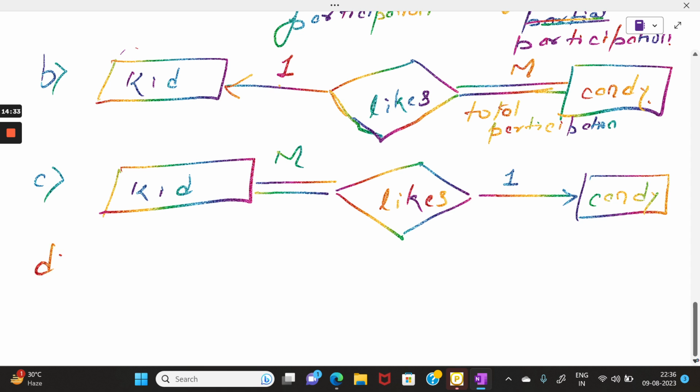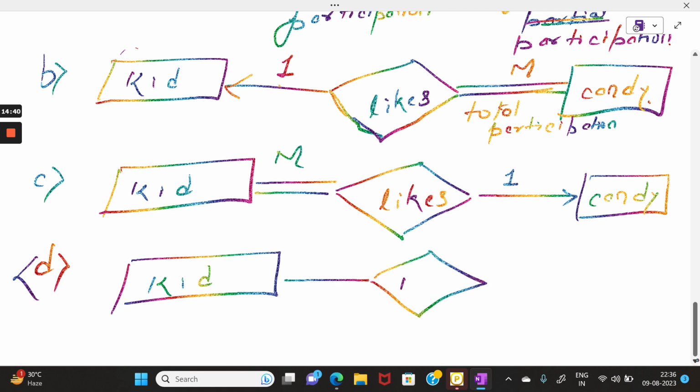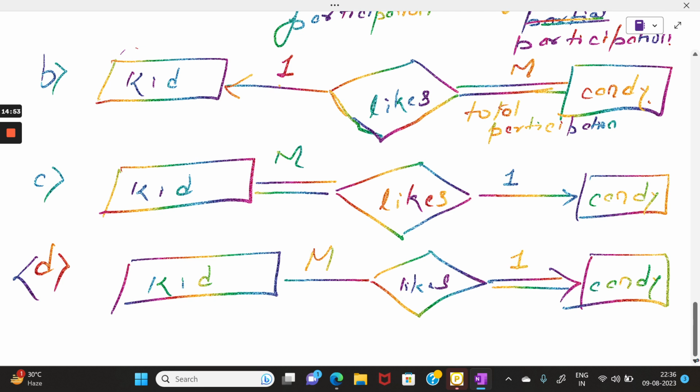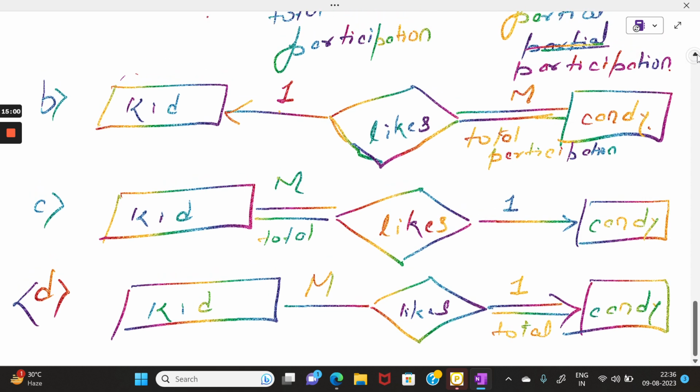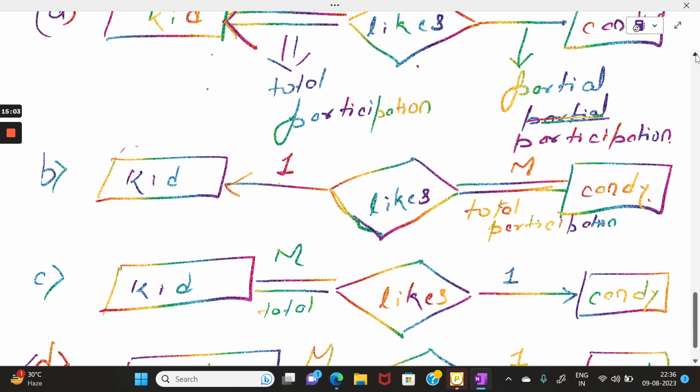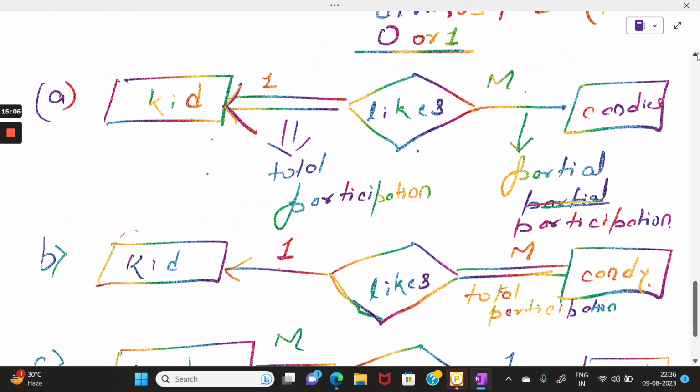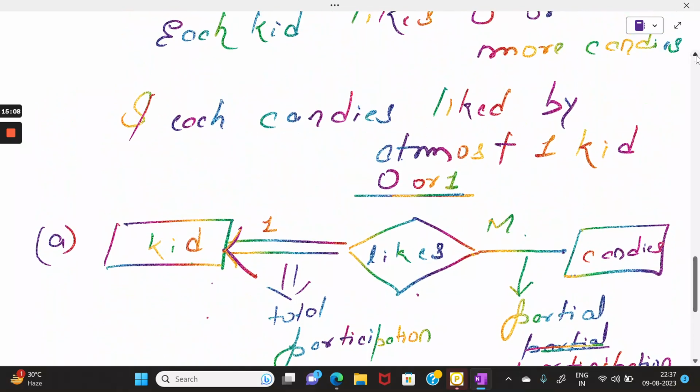Okay, and the fourth one is the kid, then we have this like set, then we have this candy. So this will also be M to 1, but this is total participation, and here this is total participation. Now it's a bit confusing because we are dealing with cardinality and participation at the same time, but I'll explain everything. Okay, so let's come to our statement.